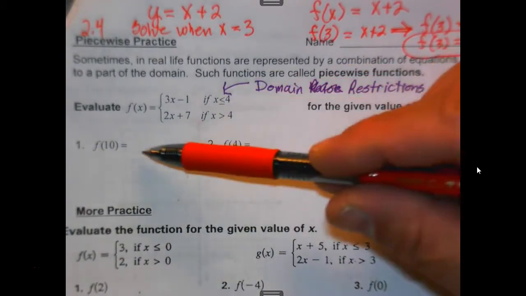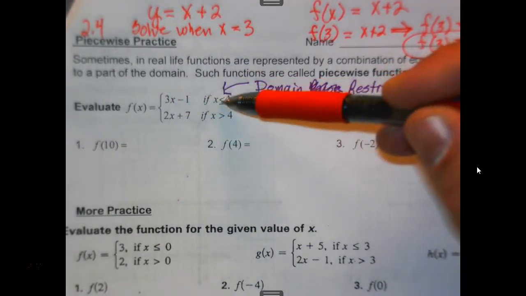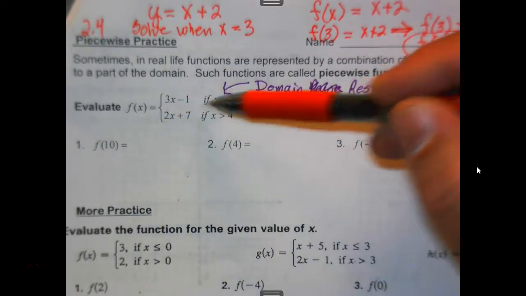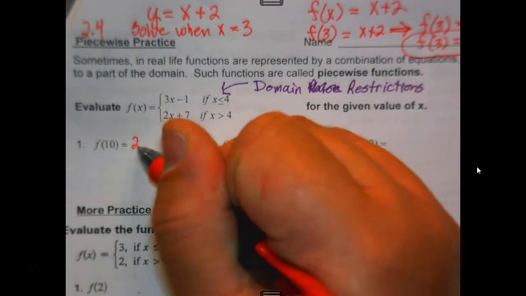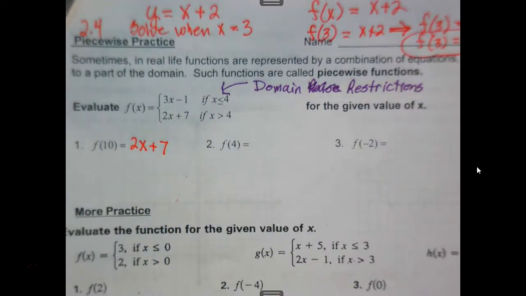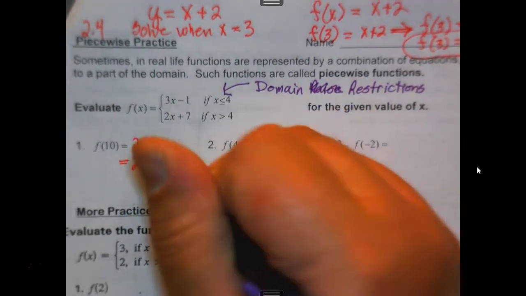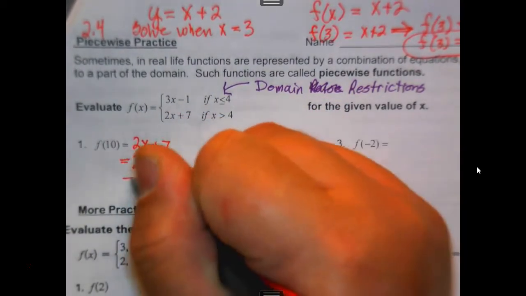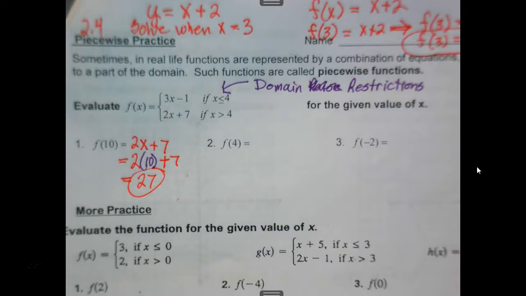All right, so the f of 10, we use this 3x minus 1 if x is less than or equal to 4, or we're to use 2x plus 7 if x is greater than 4. So which one are we going to use? The 2x plus 7 because 10 is greater than 4. Then we just substitute in 10 for x. And the f of 10 equals what? Wonderful. See how easy that is?